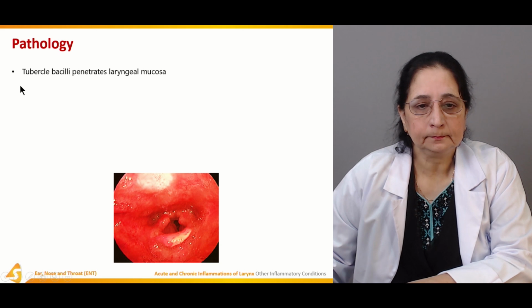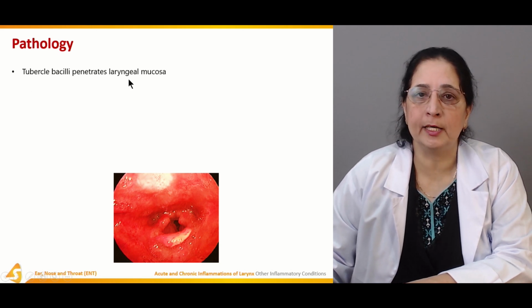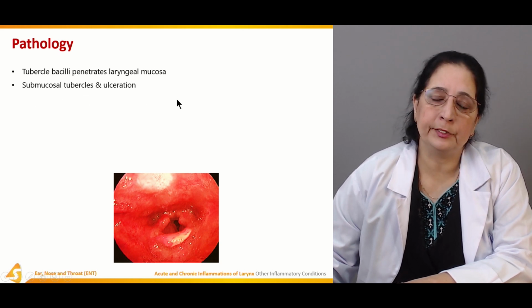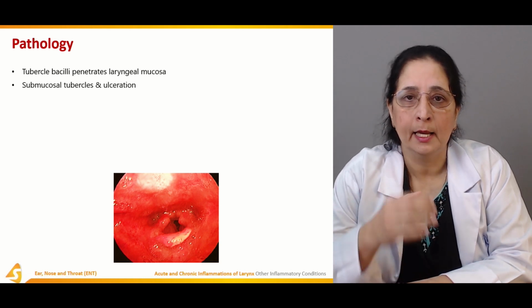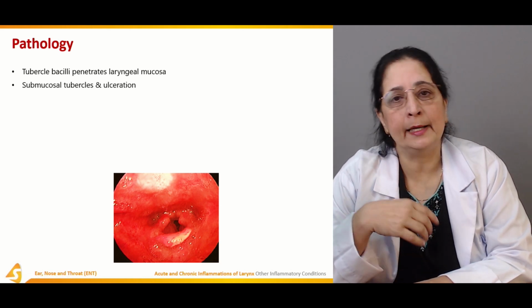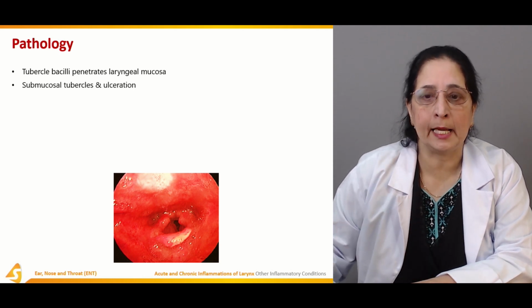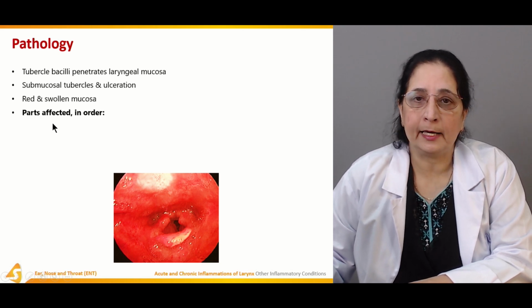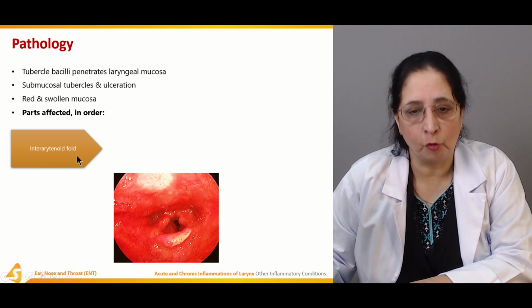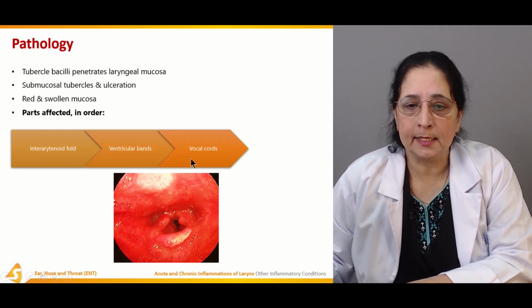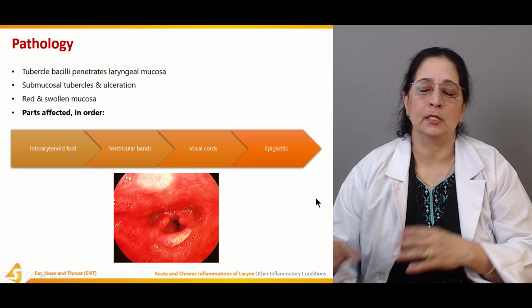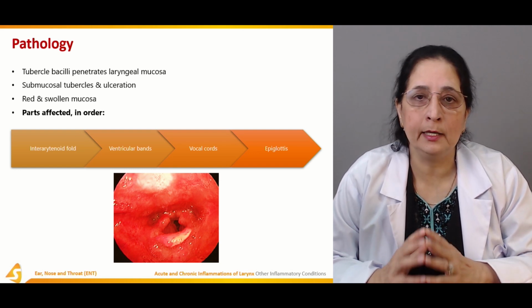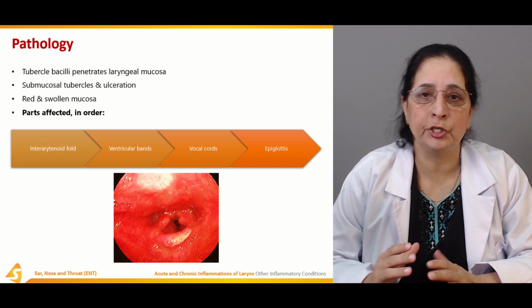Pathology: tubercle bacilli penetrate the laryngeal mucosa, and submucosal tubercles and ulceration develop. So once the bacilli enter the laryngeal mucosa, it leads to the formation of tubercles and ulceration. The mucosa is red and swollen. Parts affected are the interarytenoid fold first, then ventricular bands, vocal cords, and epiglottis. So all these areas are affected slowly as a result of the tubercle bacillus that enters the laryngeal mucosa.